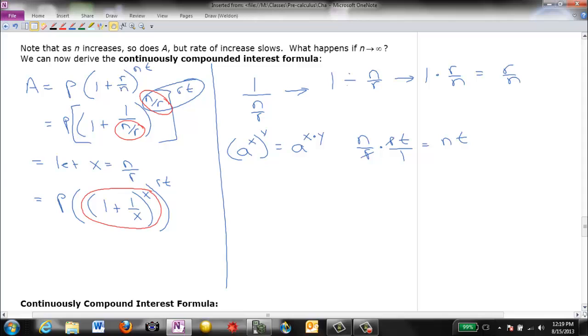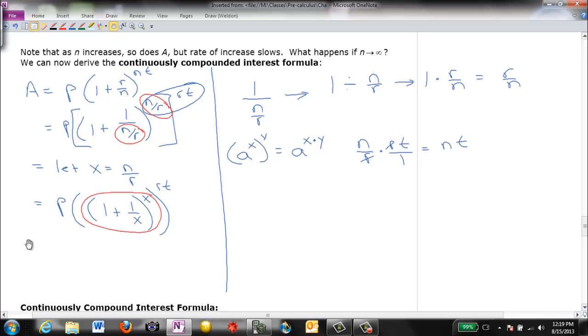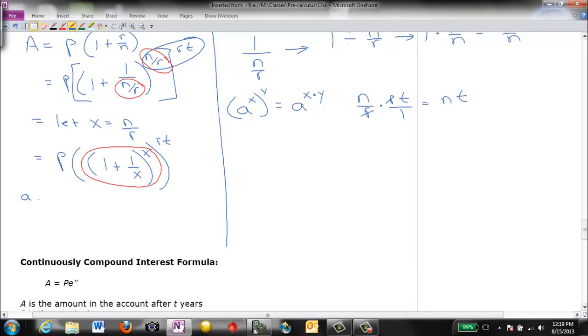So he asked himself, well, what happens as n gets really big? If we compound continuously, so as n goes to infinity, so does x, right? x will also go to infinity. So if x goes to infinity, we know from our previous example that the expression (1 + 1/x)^x is going to go to e. So what we get is P, and this entire expression that I have circled in red here simply becomes e, and that's going to be raised to the rt. And there you have it.